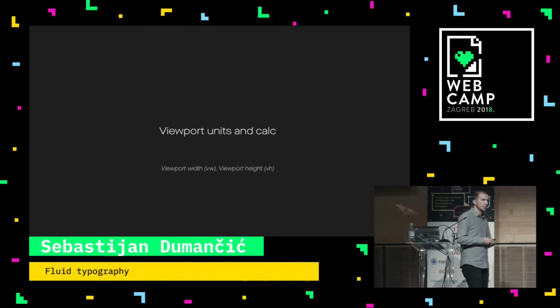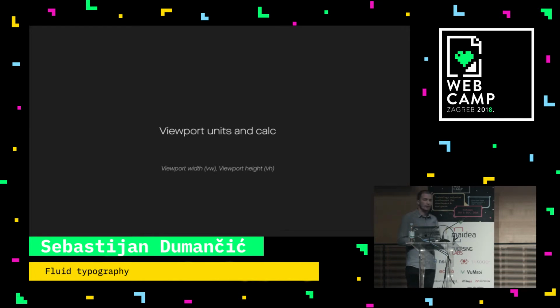First, it's viewport units. They consist of viewport width and height. Most of you are probably familiar with it. We will focus today on viewport width, as height is not needed, and calc. Calc is a fairly new but widely adopted function of a browser, which enables us to do basic arithmetic operations.